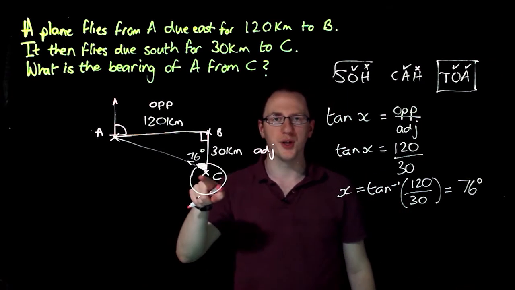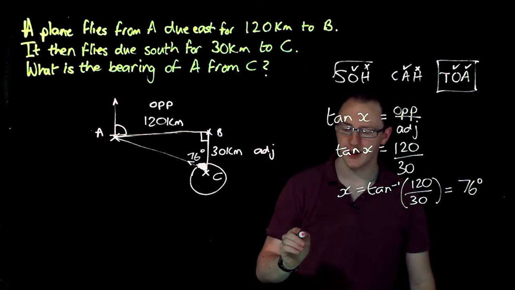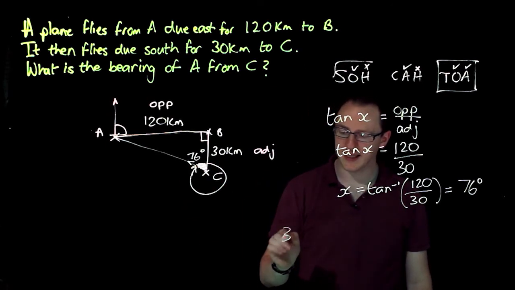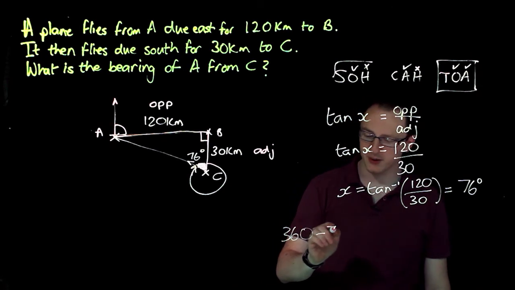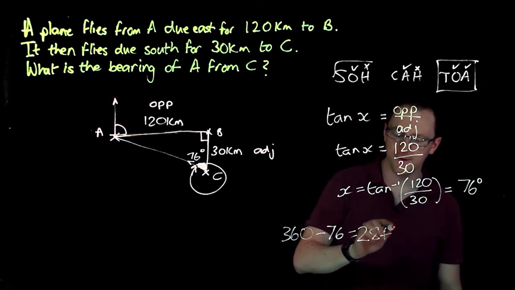So the angle we want is 360 take 76 degrees, because we have to go clockwise to be a bearing. So 360 take 76 degrees, well, that's going to be 284 degrees.